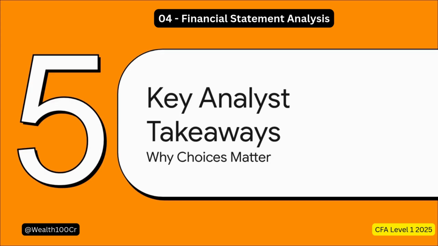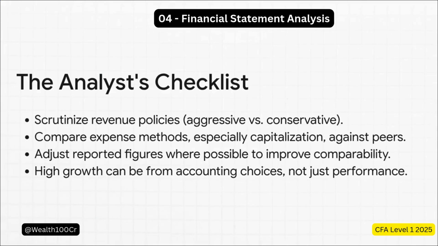Okay, so let's bring this all home. Let's put on our analyst hats. Why do we, as financial analysts, need to be so completely obsessed with these little accounting details? Because your job is to be a detective. You have to look past the numbers on the page. You need to dig into these policies. Is this company being too aggressive with how it recognizes revenue? How does their capitalization policy stack up against their competitors?